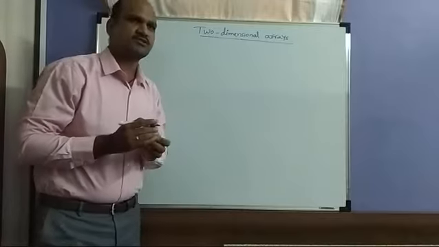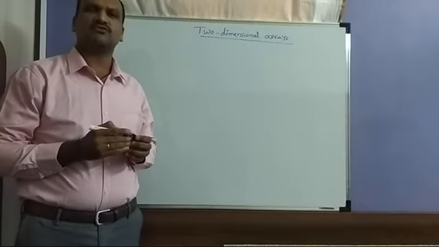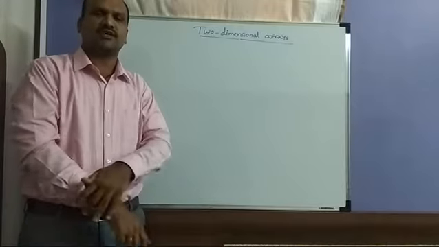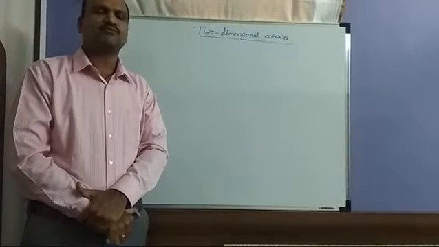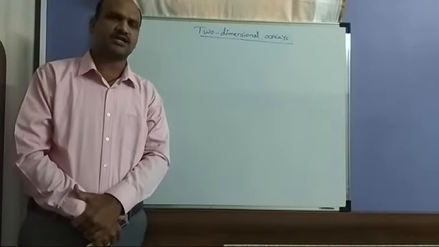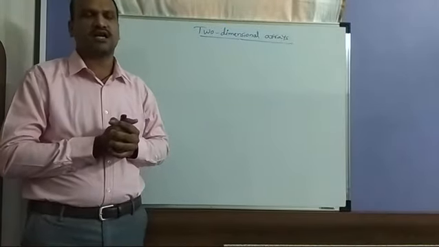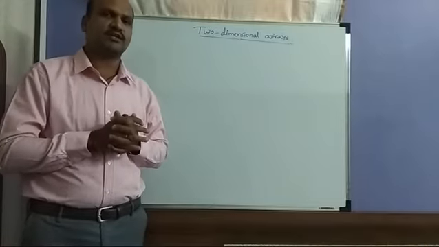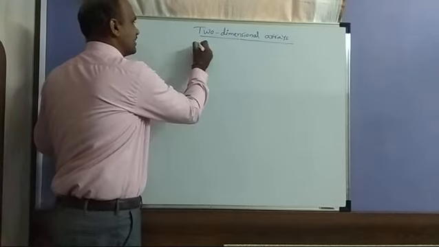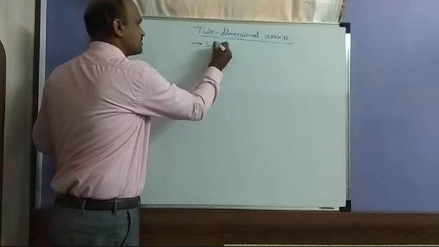In the one-dimensional array, as I told you, there are also subscripts. Here also we have indices, called subscripts. In the two-dimensional array, it is also a collection of elements, and each element is identified by a pair of indices, called the subscript.